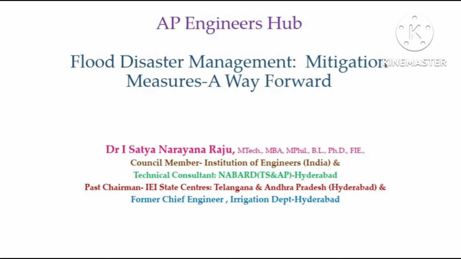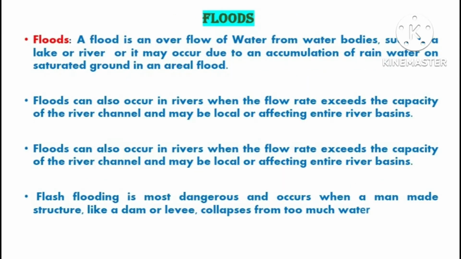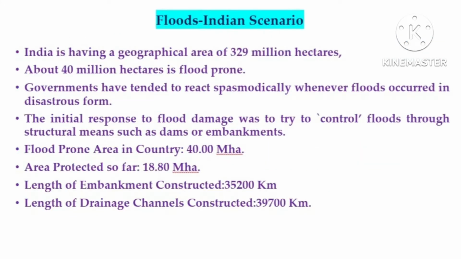Flood disaster management mitigation measures, a way forward. A flood is an overflow of water from water bodies such as a lake or a river, or it may occur due to an accumulation of rainwater on saturated ground in an areal flood. Floods can also occur in rivers when the flow rate exceeds the capacity of the river channel, and may be local or affecting entire river basins.